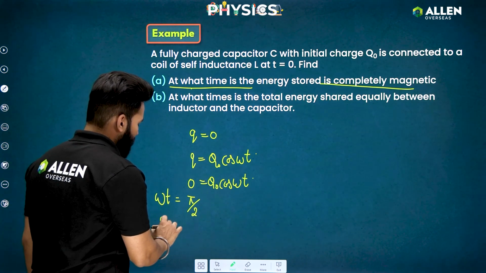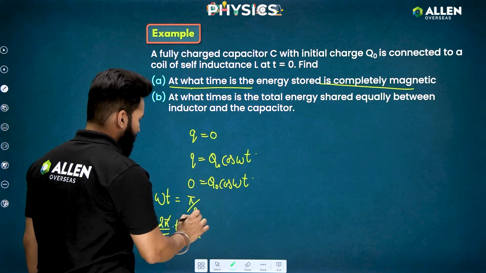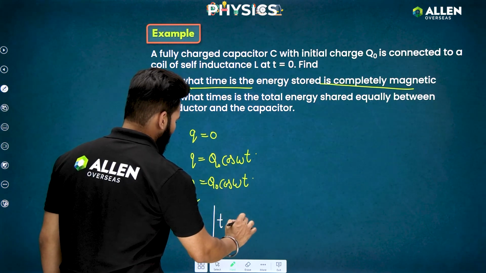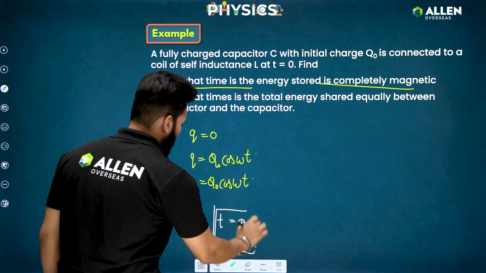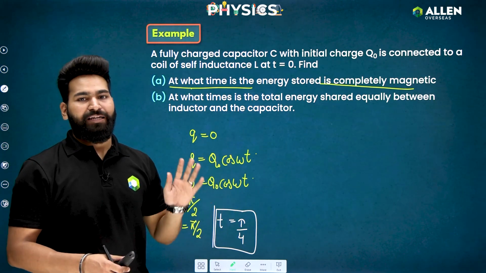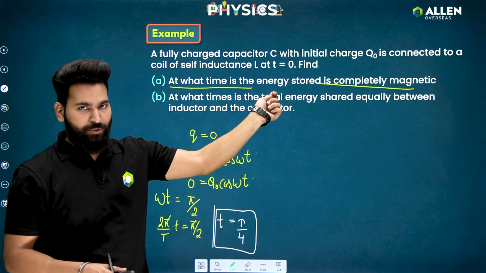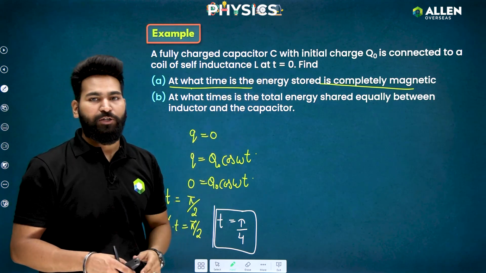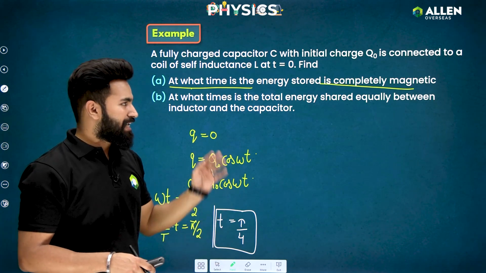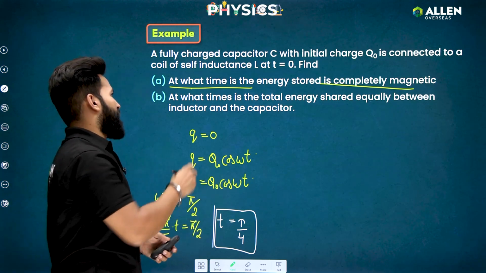So I can write omega as 2 pi by time period T, and this is equal to pi by 2. Pi got cancelled out and we got that small t is nothing but T by 4. We got the time at which the energy will be completely magnetic. That means at t equal to 0 the capacitor was connected to the inductor, and at t equal to T by 4, that means 1 by 4 of the time period of the oscillation, the energy will be completely stored in the inductor. Okay, so we got the time.